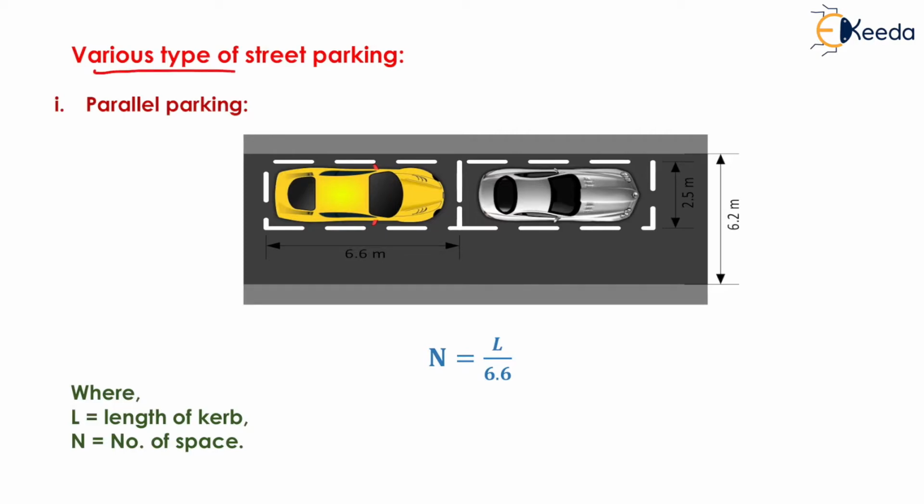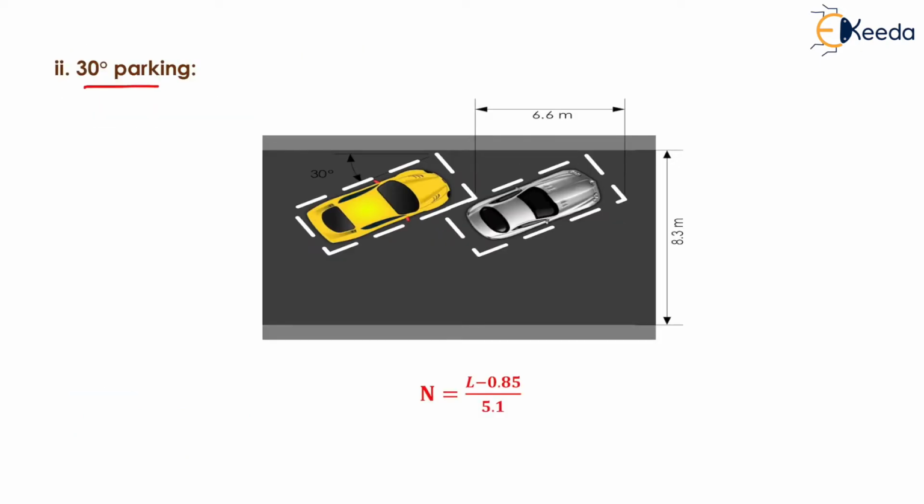Now various types of street parking are as follows. The first one is parallel parking, in which the vehicles are parked like this. Now the number of spaces will be equal to L by 6.6, because the length taken by one vehicle along the section of road will be equal to 6.6 meters. So if the total length of curb is capital L, then the number of spaces will be equal to L upon 6.6. The next one is 30-degree parking.